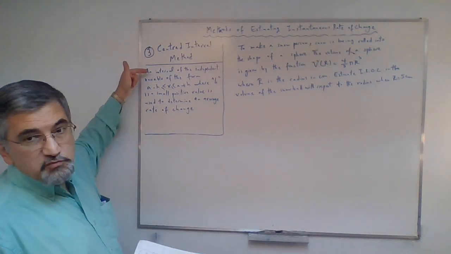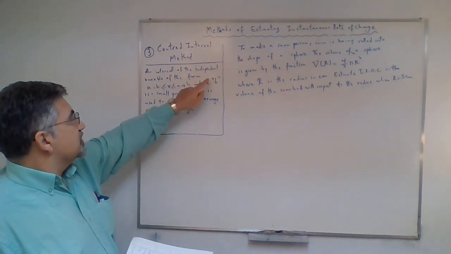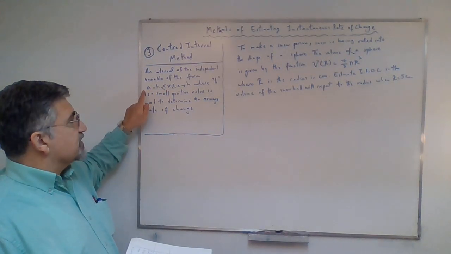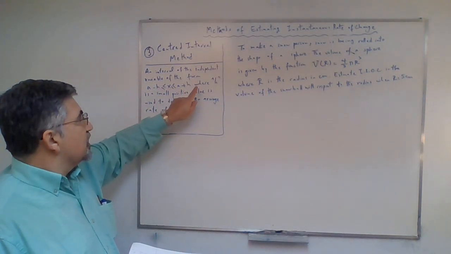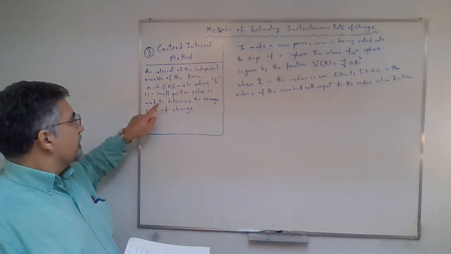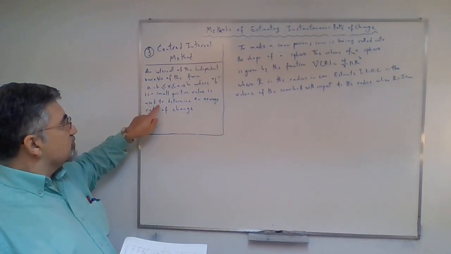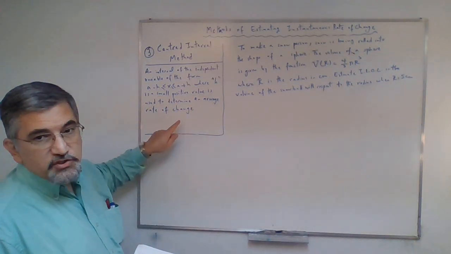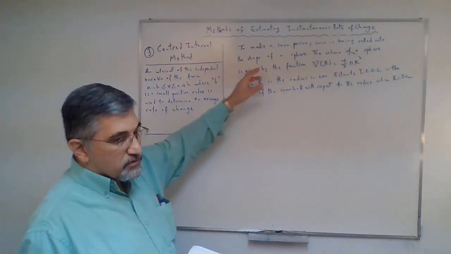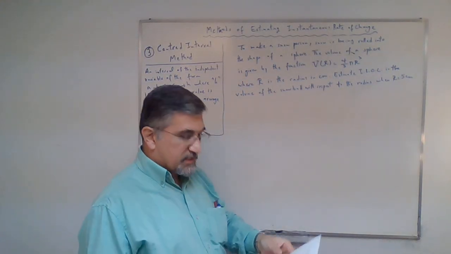So in this method, this is what we do: an interval of the independent variable of the form x in between a minus h and a plus h is selected, where h is a small positive value, and this is used to determine an average rate of change. Basically, that's what we do in this method. There is a word problem here with an example, so you will understand better.